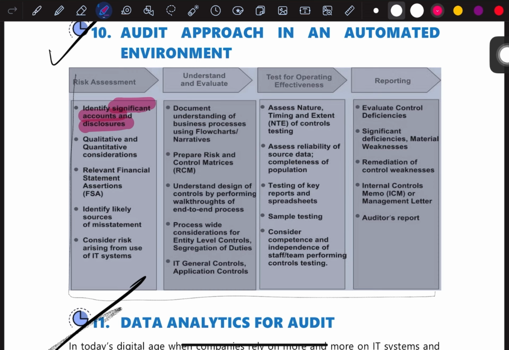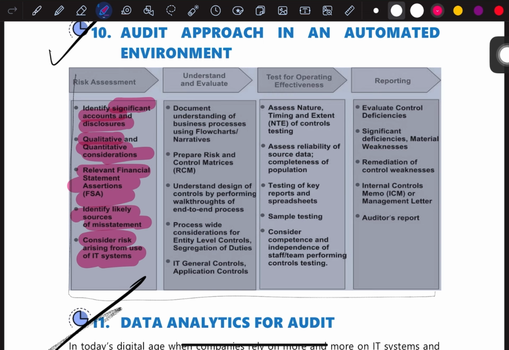Next, you take the qualitative as well as the quantitative considerations. Quantitative considerations anyhow will take. Apart from that, you take the qualitative considerations as well. Then relevant financial statement assertions. So check the assertions. Then identify the likely source of misstatement, and then consider risk arising from the use of IT systems. So risk assessment, the first and foremost thing, identify significant accounts and transactions.